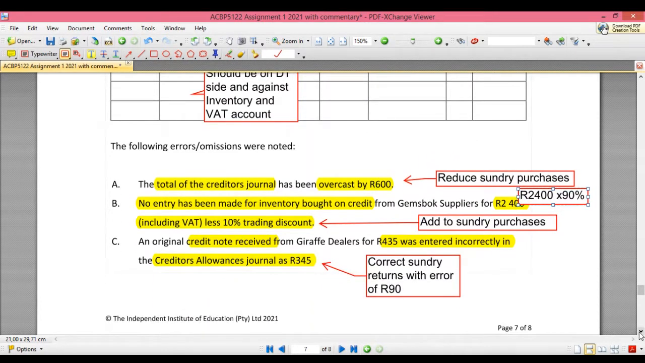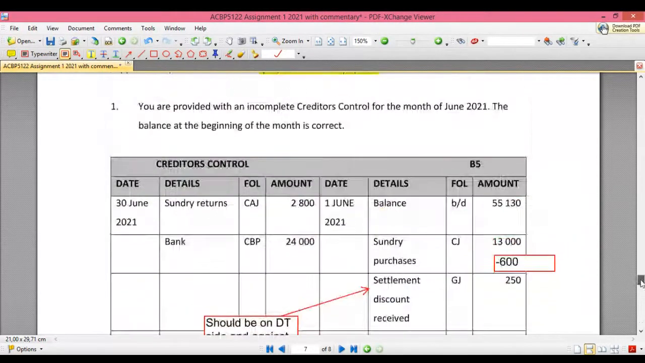And then an original credit note received for 435 Rand was entered incorrectly into our creditors allowance journal for 315. So we've entered it for too little, so we have to add 90 Rand, which is the difference, to the sales return to correct that error.